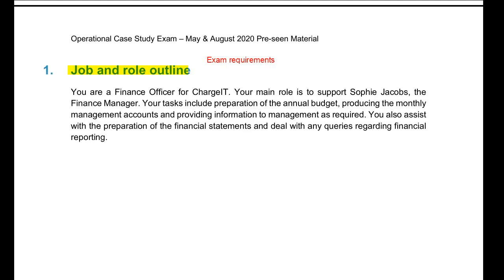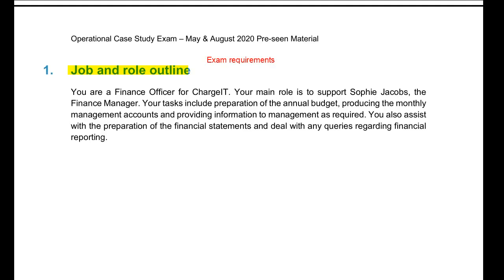So a crucial part of your success at operational case study level is to realise that what's being tested in this exam is not just your knowledge of the relevant accounting theories from F1, from E1, from P1. What is also being tested is your ability to apply these theories to real-world scenarios and real-world examples. Okay, and the way in which this application is tested is by making you take on the role of an employee within the pre-seen company during the exam, i.e. having you respond to everyday scenarios that a real-life accountant would do within the workplace.